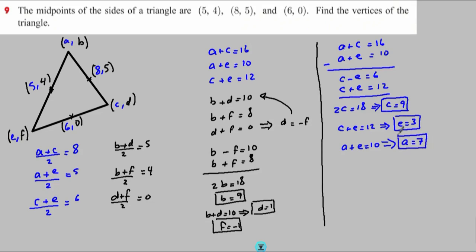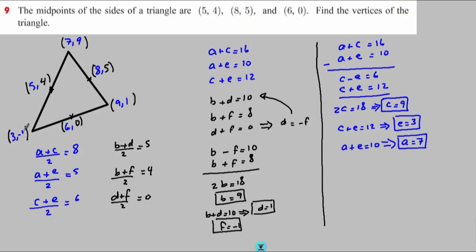So our coordinates can now be written as, for this point, (A, B), which is (7, 9). Let's remove the letters. (A, B) is now (7, 9). (C, D) is (9, 1). And finally, (E, F) is (3, negative 1).